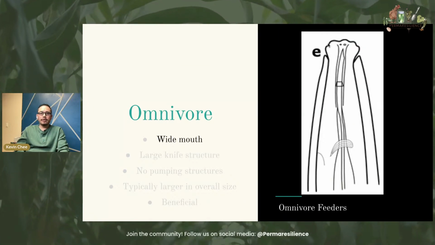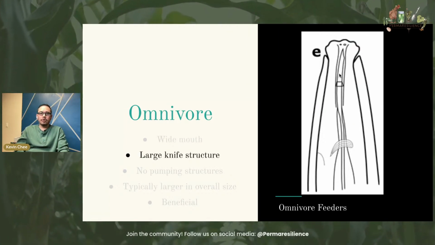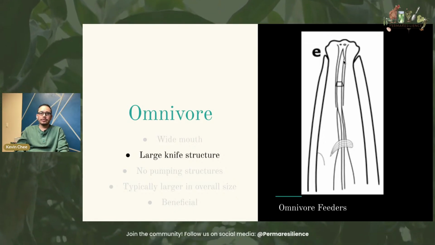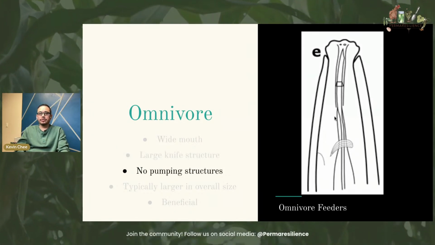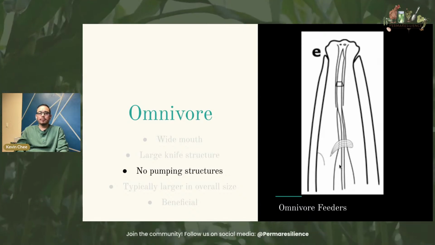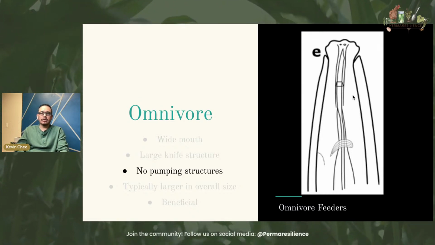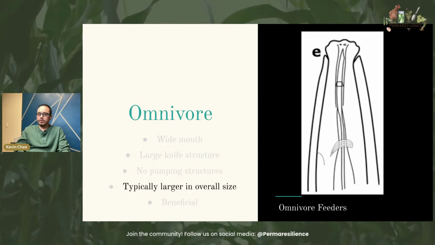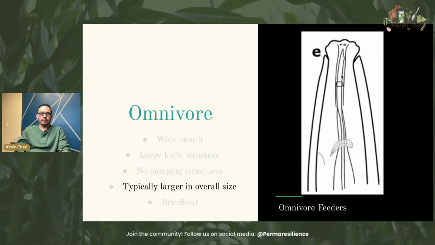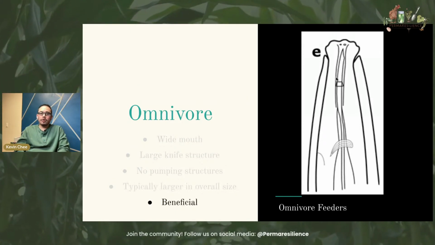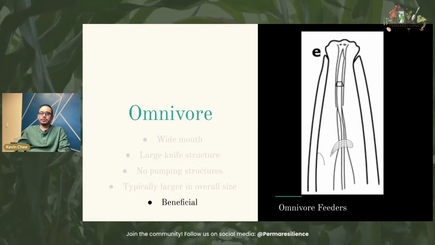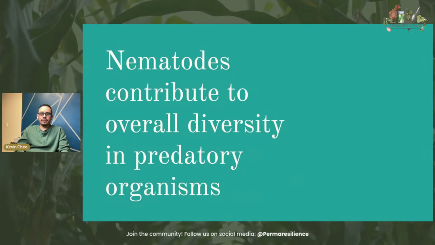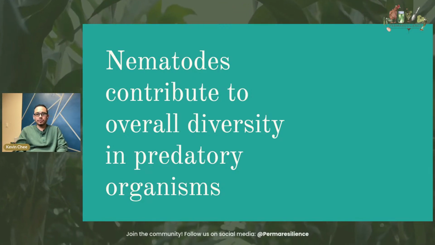So they have this wide mouth structure. They have this large knife-like, similar to the fungal feeders, no pumping structures internally, just this chamber behind their mouth to start taking in all those things that they chew up. They're typically larger in overall size, similar to the predatories, but they also are beneficial. They're not going to eat your roots. They're going to eat everything else around your roots. And so it's definitely important to have them in the soil.